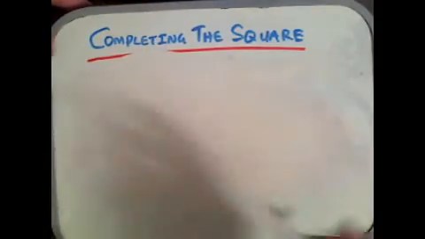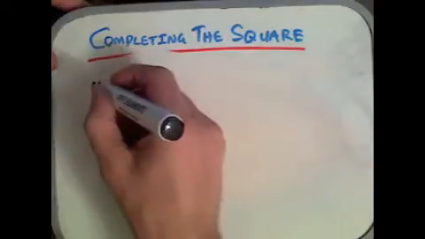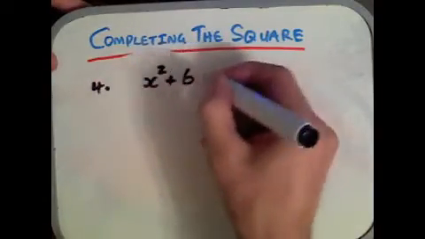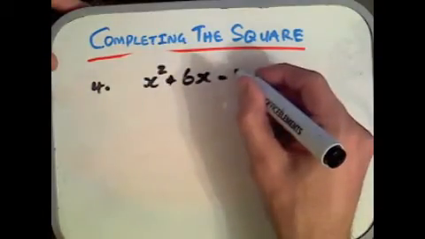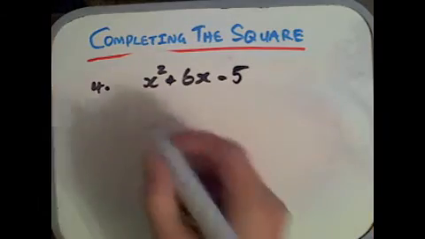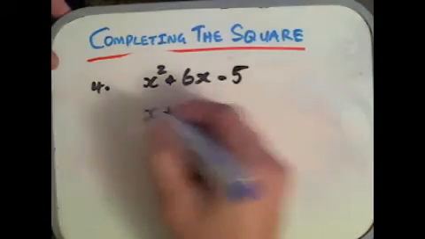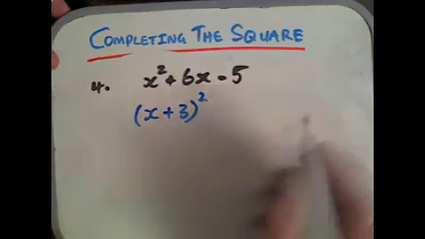Let's look at another example. Okay, example 4. x squared plus 6x, subtract away 5. Alright, again, in brackets, we want x plus 3. We halve that 6 to get the x plus 3 there squared.